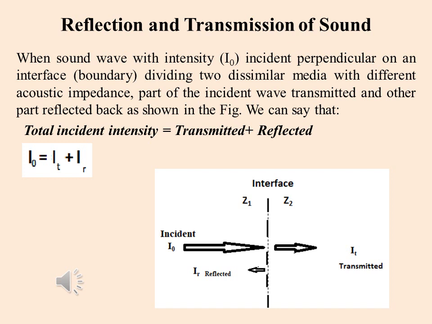Reflection and transmission of sound. When a sound wave with intensity I0 is incident perpendicular on an interface (boundary) dividing two dissimilar media with different acoustic impedance, part of the incident wave is transmitted, It, and the other part is reflected back, Ir, as shown in the figure. Therefore, we can say that total incident intensity equals transmitted intensity plus reflected intensity.